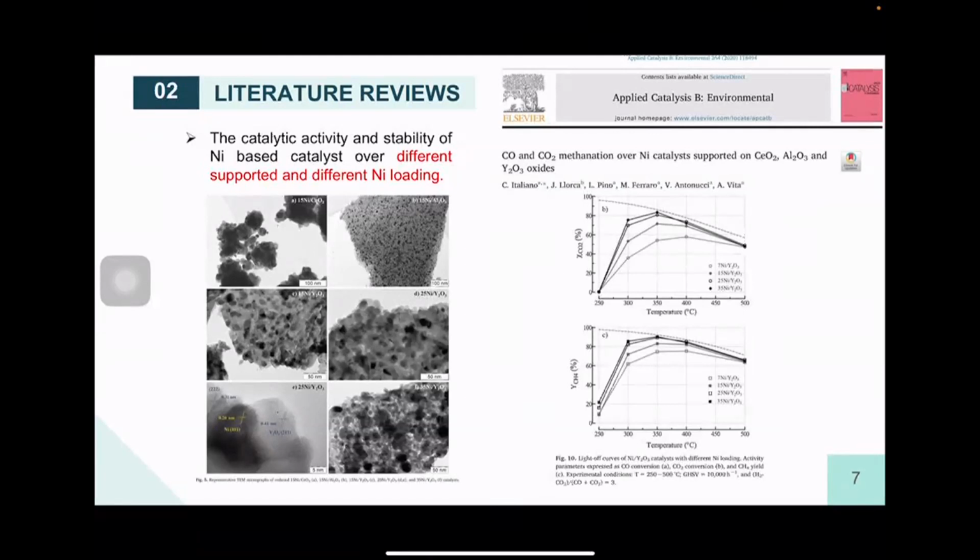Activity data for nickel on lithium catalyst were closely related to the degree of nickel dispersion as well as to the medium strength basicity. Good anti-coking and anti-sintering ability were observed after 200 hours of lifetime.